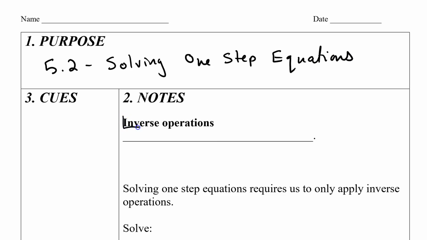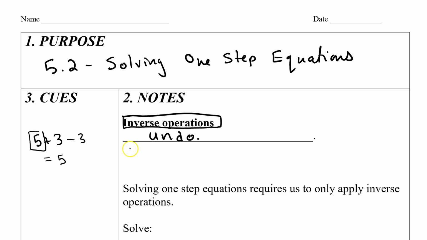We're going to talk a lot about inverse operations in the next little bit. And the thing about inverse operations is that they undo. So if I were to say 5 plus 3, if I were to undo the adding, I would subtract 3 to get 5 all by itself, because 5 plus 3 is 8, minus 3 is 5.